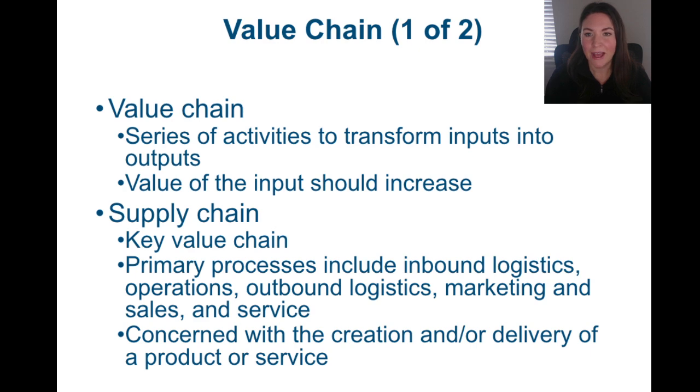Okay. A value chain is a series or chain of activities that an organization performs to transform inputs into outputs in a way that the value of the input is increased. And remember, we kind of already touched on this a couple slides ago when we talked about processes, which was part of the Levitt's diamond model, where you take an input, add value to it, and produce an output.